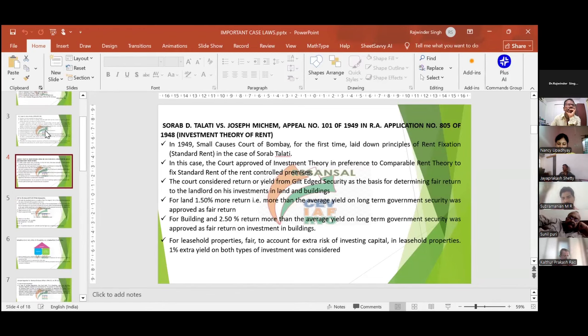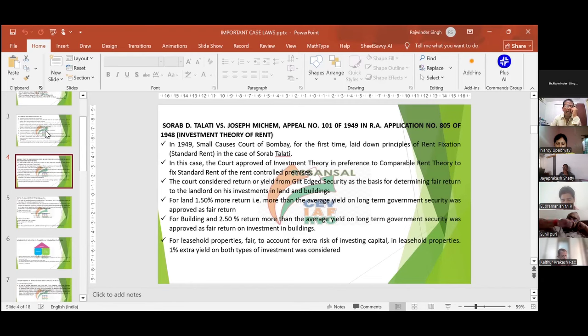Let us suppose the gilt as security is providing you 6% return. It means for land you will consider 7.5% return, and for the building you will consider 8.5% return for calculation of standard rent. This was how the standard rent was fixed as far as this case is concerned.